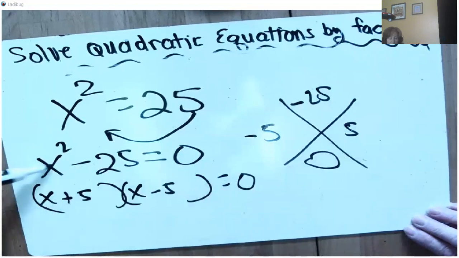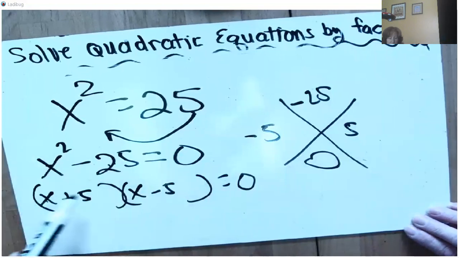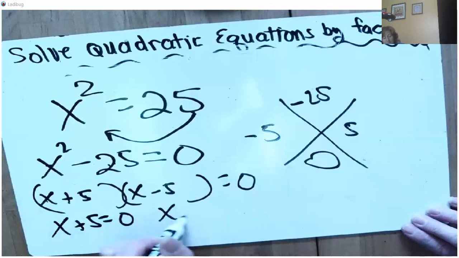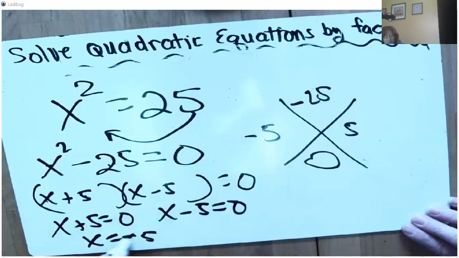Okay, these are two perfect squares. The square root of x squared is x, and the square root of 25 is 5. Another way to look at it. And we make our equations. So we have x equals negative 5 and x equals 5.